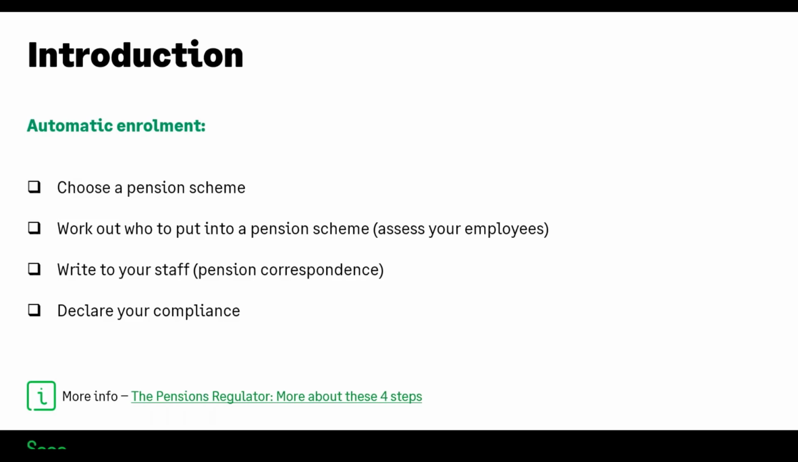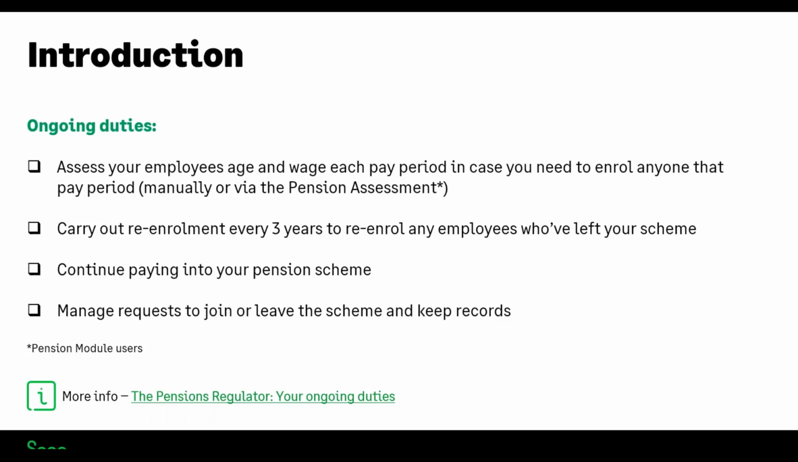Even after you do these 4 duties, you do still have ongoing duties as an employer. These are to assess your employees' age and wage each time you pay them to see if they need to be put into the pension scheme. And you would normally do this manually or via the pension assessment. Every 3 years, you'll also need to carry out your re-enrolment duties, such as re-enrolling any employees who've left your scheme. You'll need to continue paying into your pension scheme. And you also need to manage requests to join or leave the scheme and keep records of this too.